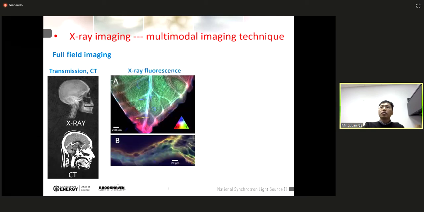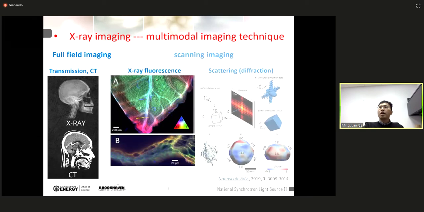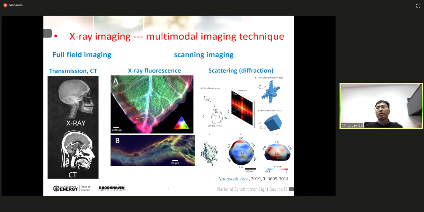In addition to full field imaging, there is scanning imaging. In scanning imaging, we focus a beam to a tiny spot and raster scan the object and collect signals from that object. For example, in the colorful image shown here, we collect the X-ray fluorescence signals and different colors are assigned to different elements. So there's a beautiful map of a leaf. We can see the concentration of arsenic at the edge of the leaf, and in the center, there's more calcium and potassium.